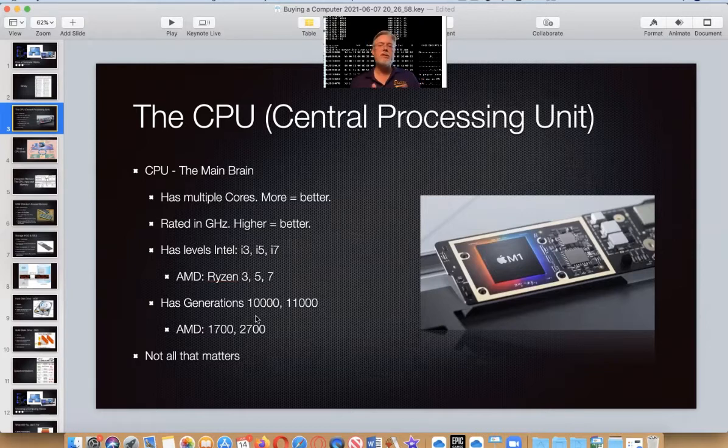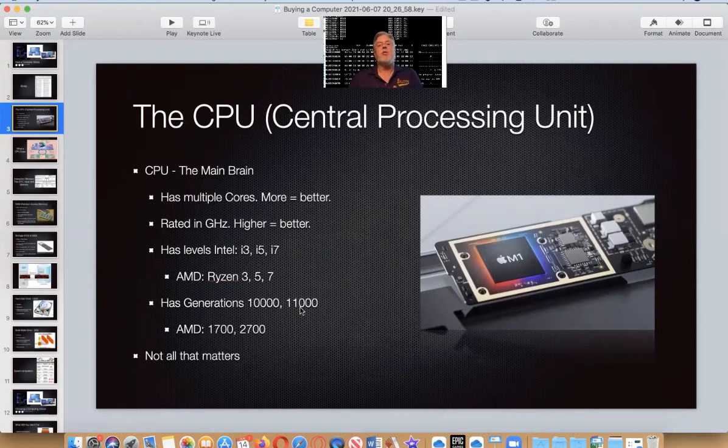Now, what does kind of make it more confusing is that they have generations, right? And so they've kept this i3, i5, and i7 for many, many years. And then that means you have to know, well, what was the model 2 years ago, or what was the model 4 or 5 years ago? And so they have generations, and currently they're on the 11,000s. And so you've got the 11,000s, the 10,000s, and then 9, 8, 7, 6. So as you go back in time, that number gets lower.